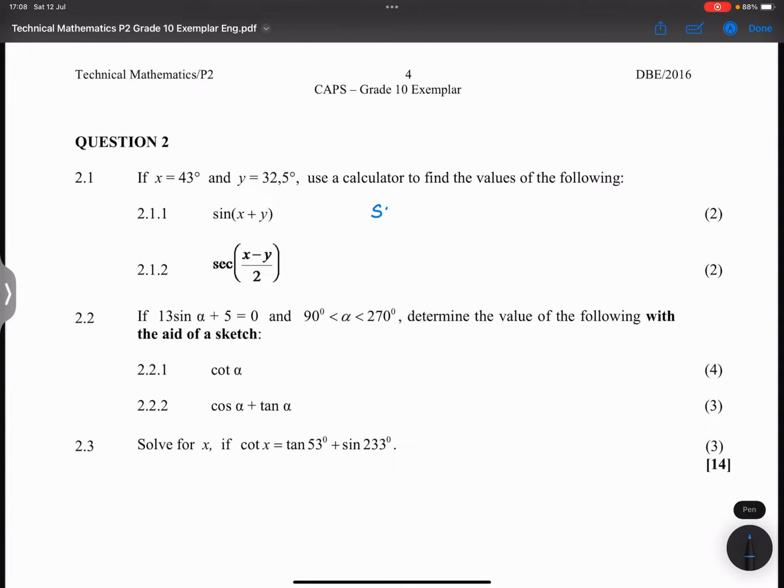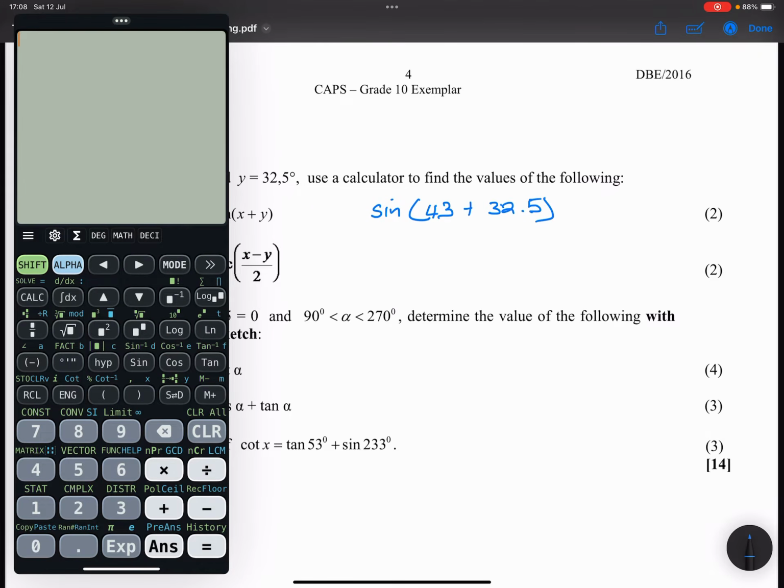So meaning, in our calculator, we're going to say the sine of 43 plus 32.5. I'm not going to waste much time here. So that gives us 0.97. So we're rounding that off. In fact, I can round it off even to one decimal, but let's leave it in that format.